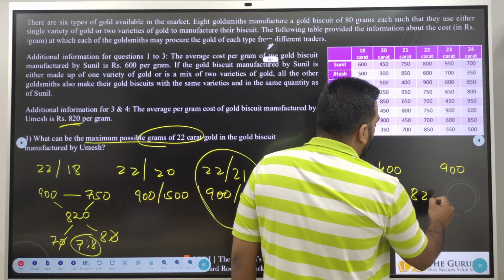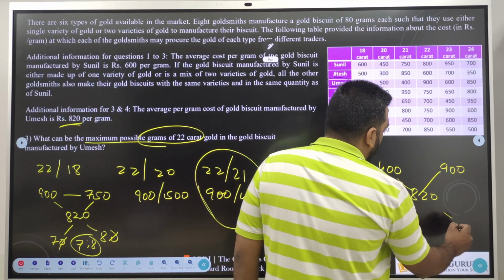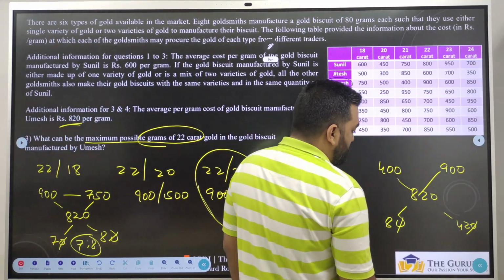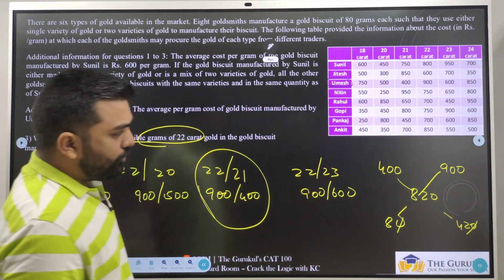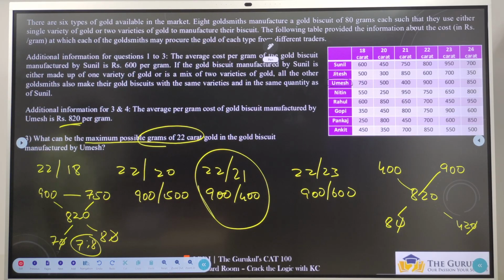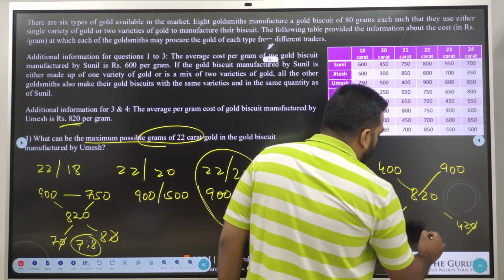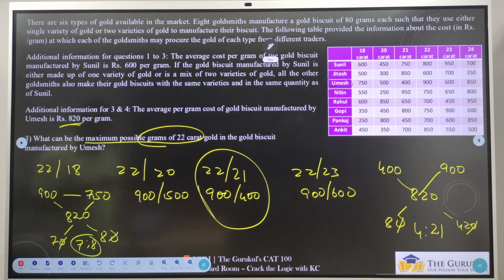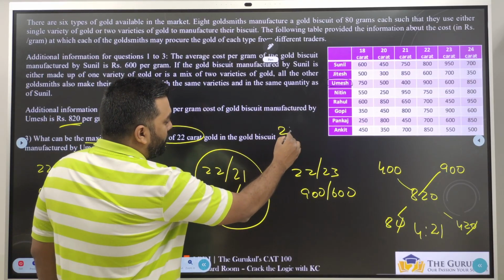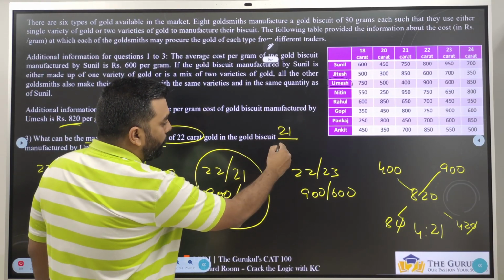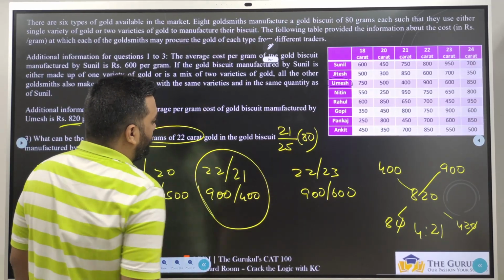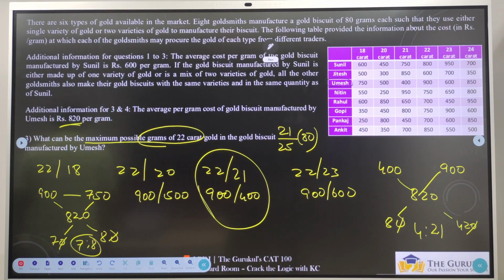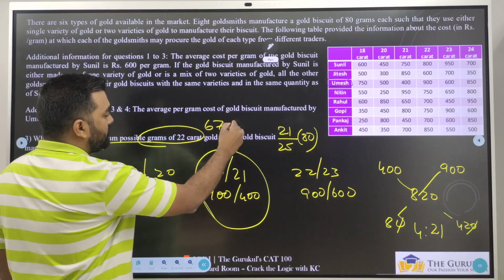400, 900, this is 820, this will be 80, and this will be 420. The 0 gets cancelled and find the ratio over there. Perfect. They both should be mixed in the ratio 4:21. If they are mixed in the ratio 4:21, the 900 grams item should be 21 parts out of 25 parts in 80. Quickly calculate and get the answer. Perfect. That is 67.2 grams.